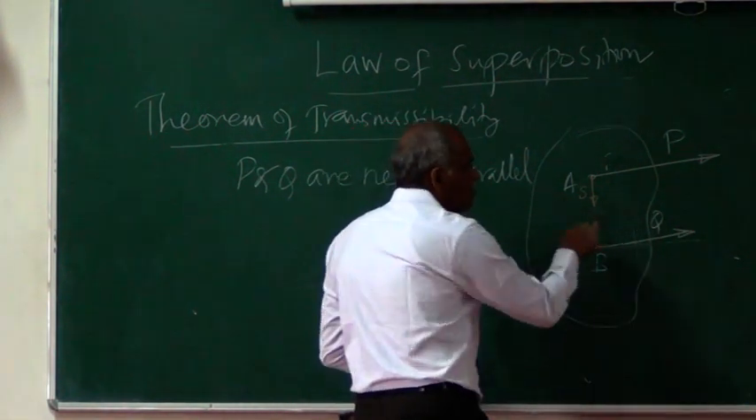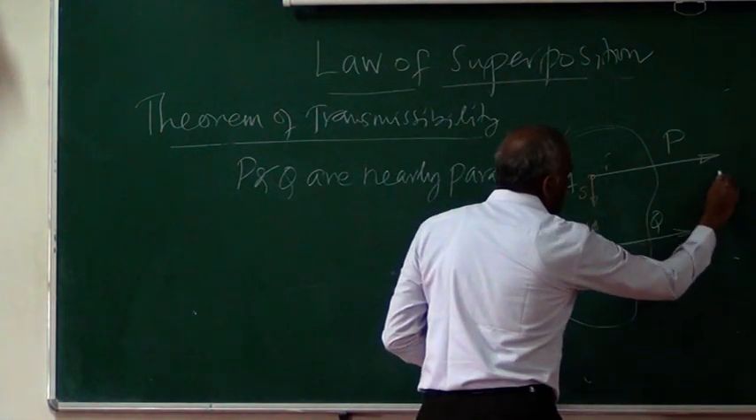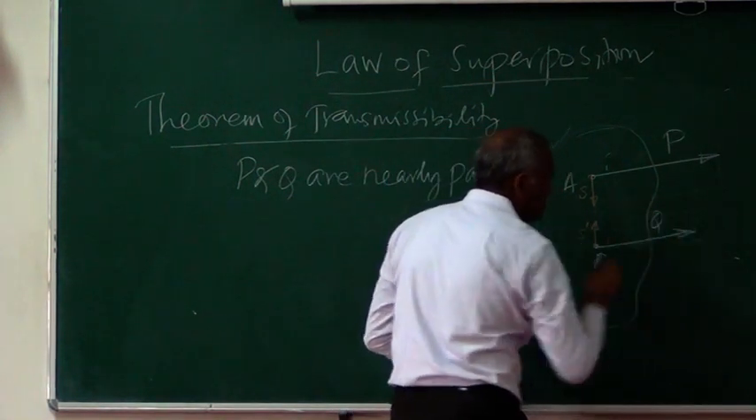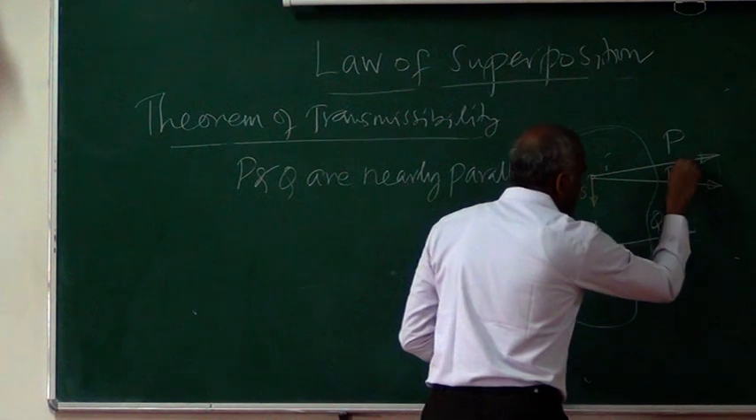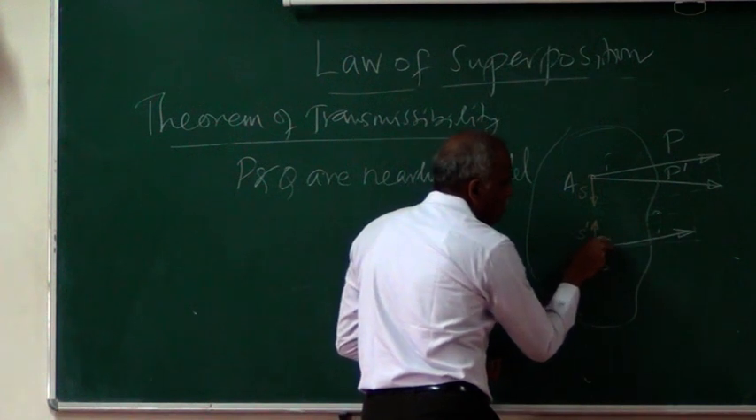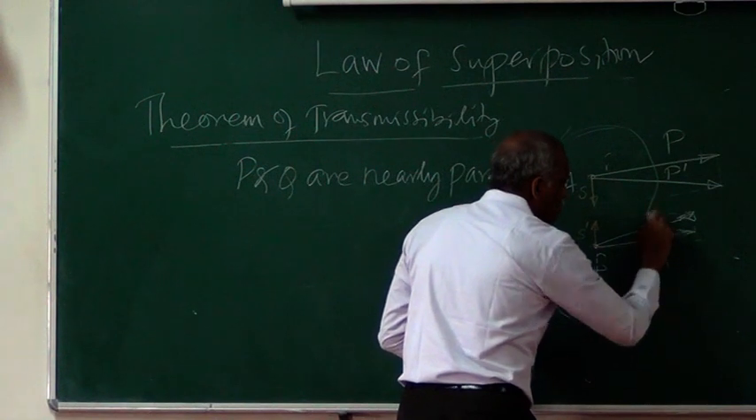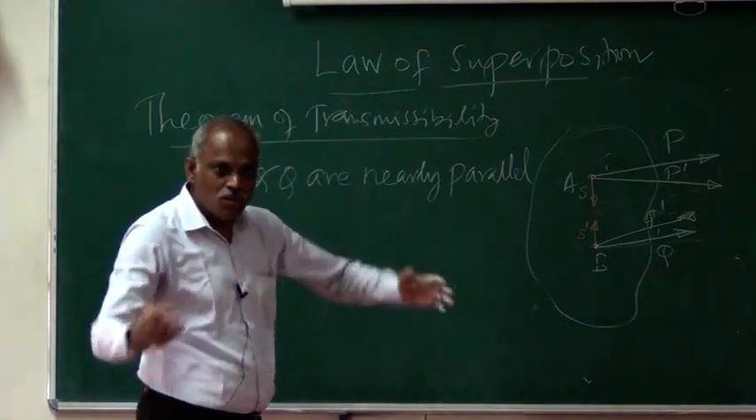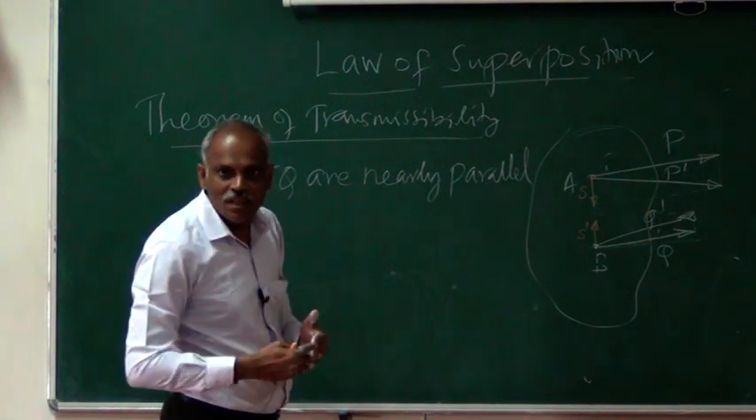Now you try to find the resultant of P and S by constructing a parallelogram. So you will have a new resultant coming up here. I call it P dash. The resultant of the other two, I can call this Q dash. Now they are not nearly parallel, they have now an acute angle.